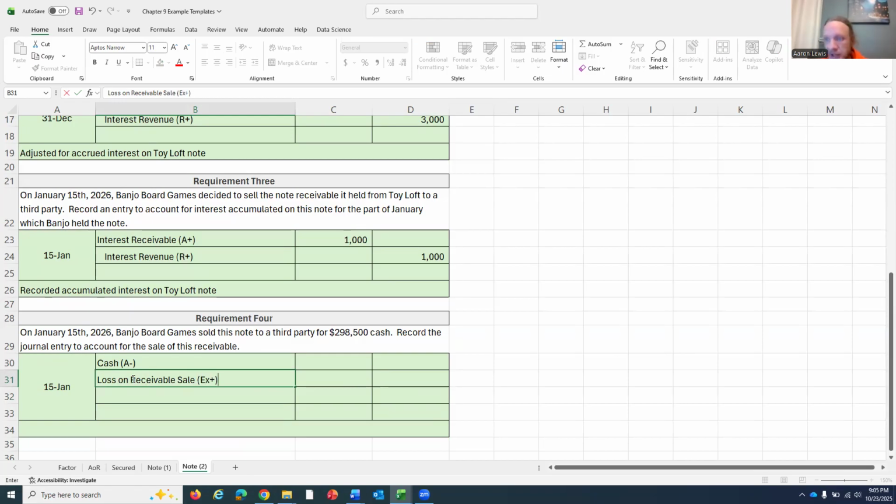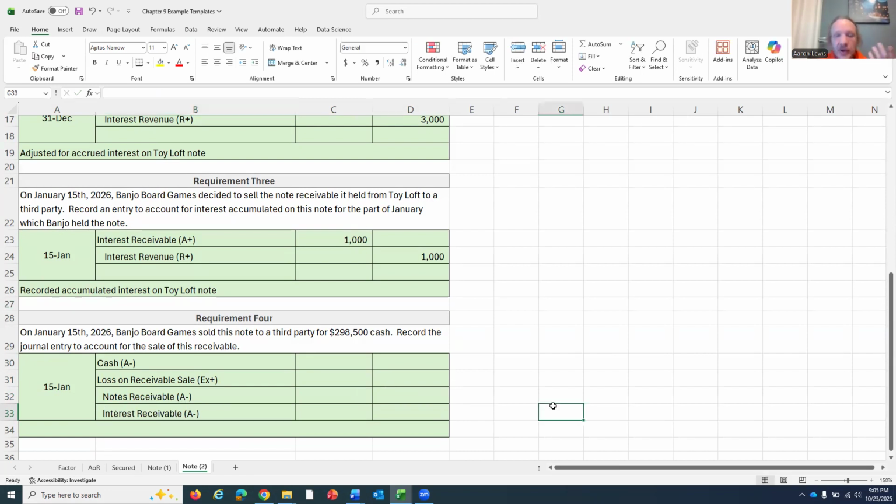So when we know those two are going to be on the books, what's got to come off the books? We no longer are going to own this note from Toy Loft, which means we don't really have a notes receivable anymore. Whoever we're selling this to is going to be the party that's entitled to receive payment in the future. And that interest that we've been accruing on this note is no longer owed to us. The interest receivable has to come off. What are these numbers going to be for? Let's start with the credits, I guess.